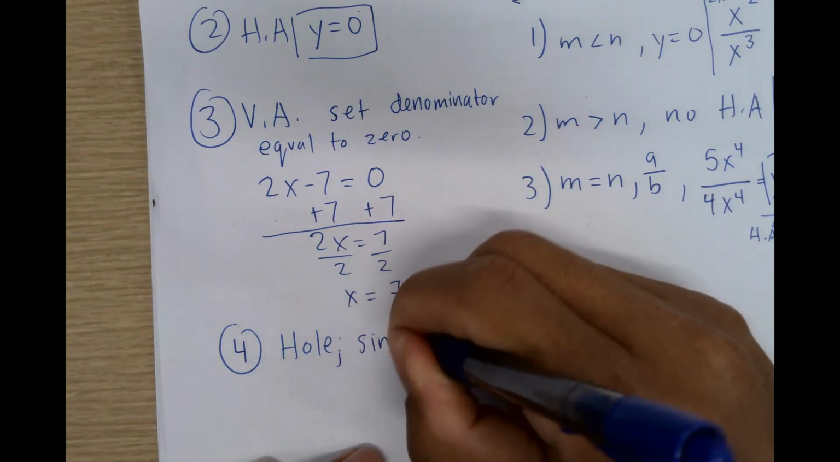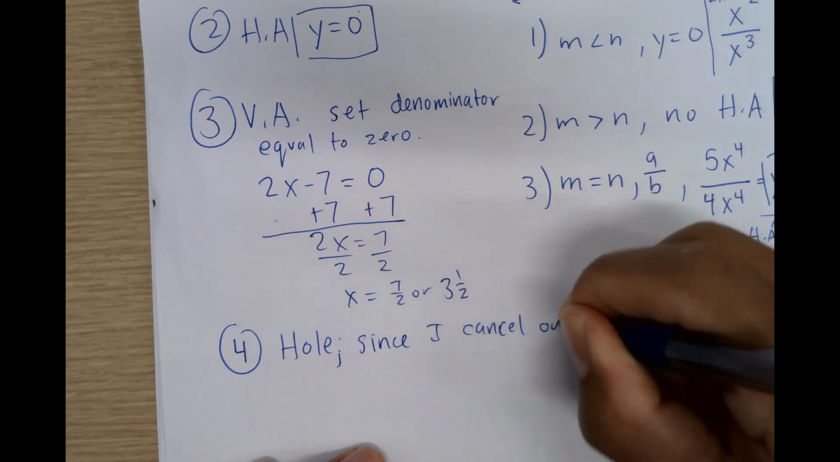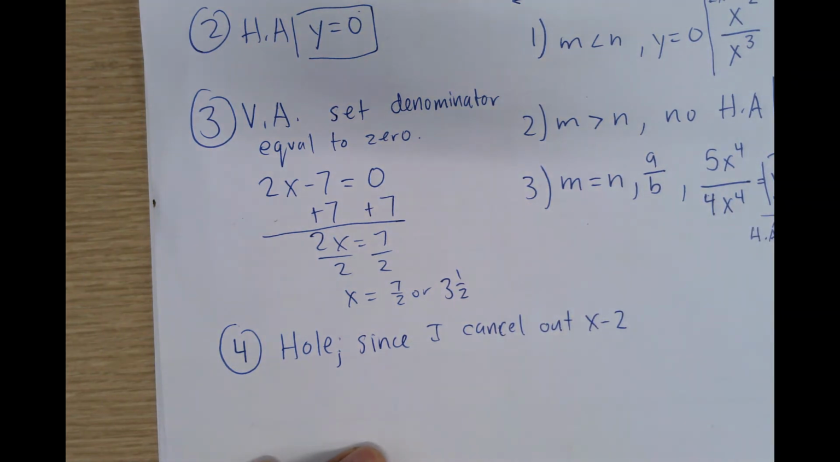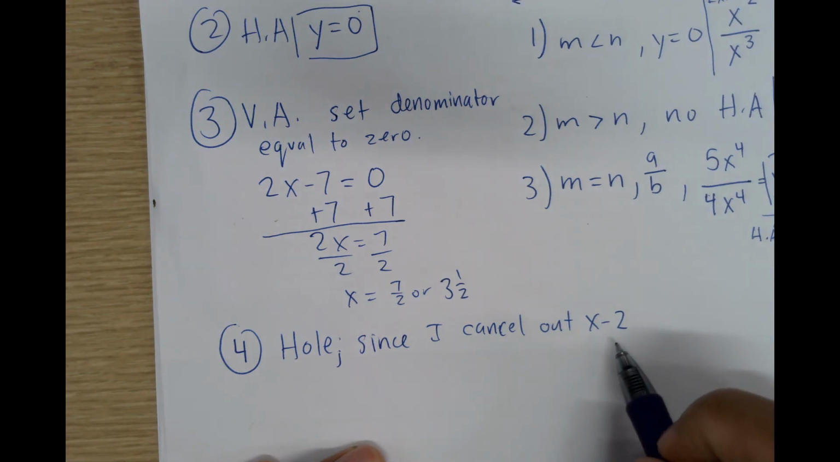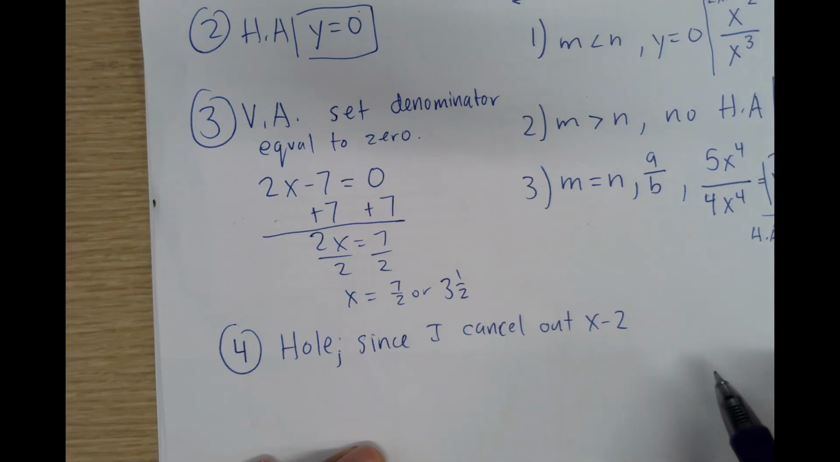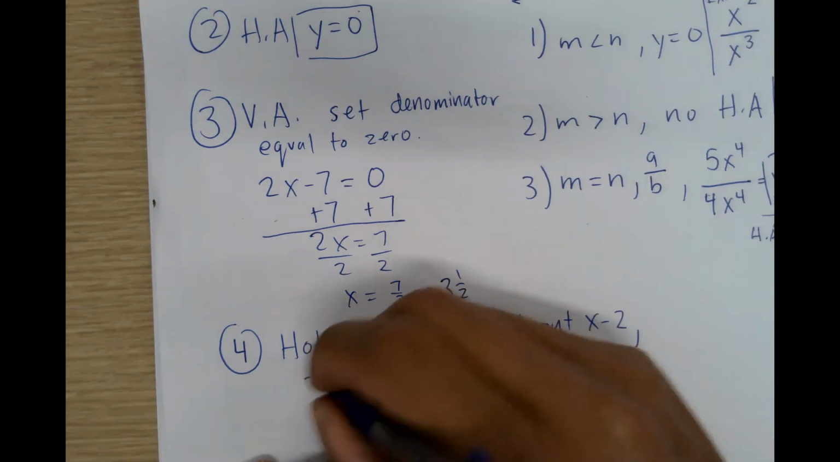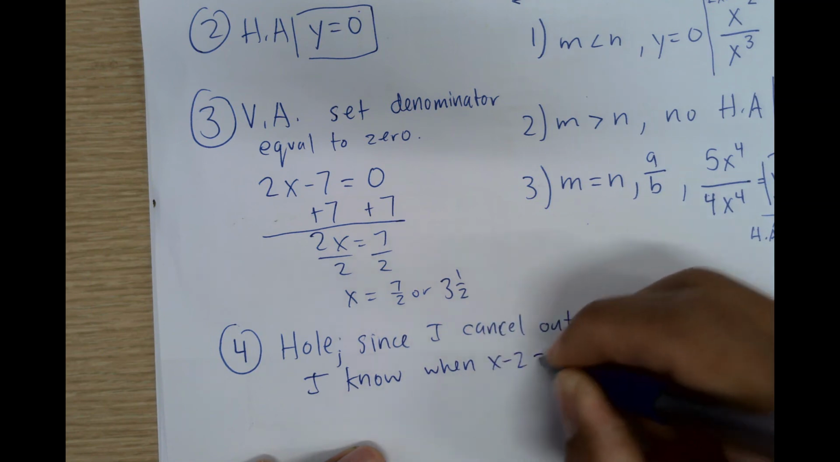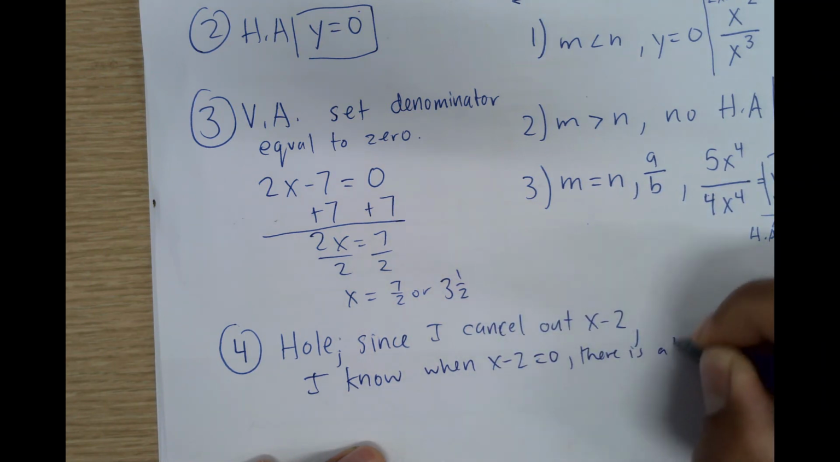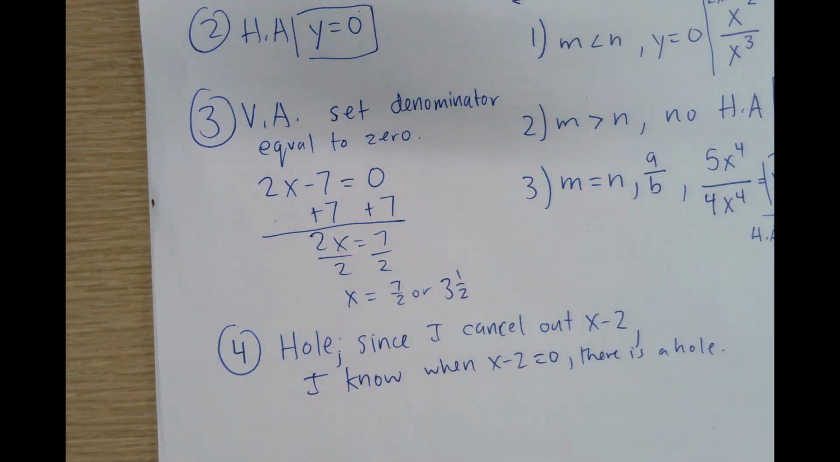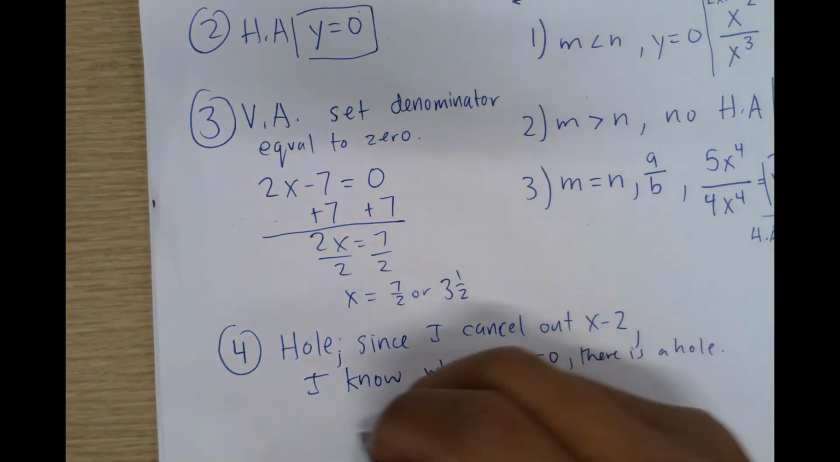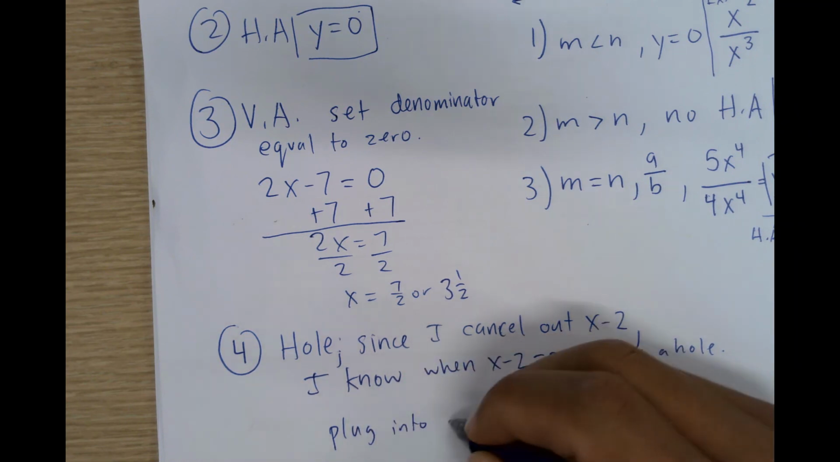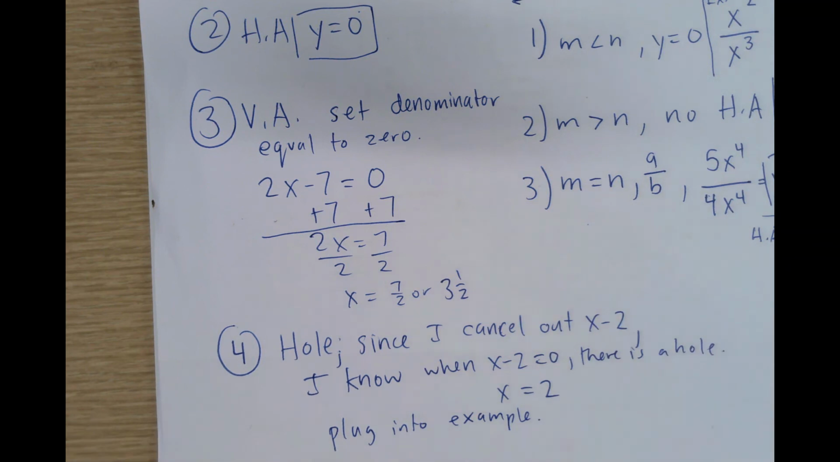since I cancel out x minus 2, then I know the x value for the hole is where the x minus 2 is equal to 0. Okay? Since I cancel out x minus 2, I know when x minus 2 is equal to 0, there is a hole. So when is x minus 2 equal to 0? When x is equal to 2. So what I'm going to do is plug that back into my now simplified example. So now I plug in. And we will do some examples of this. This is something we're going to work on this whole week.